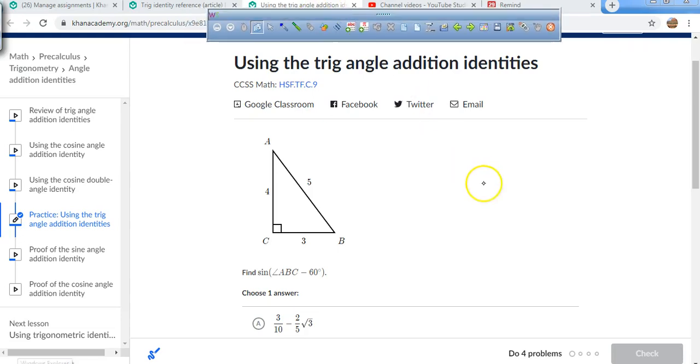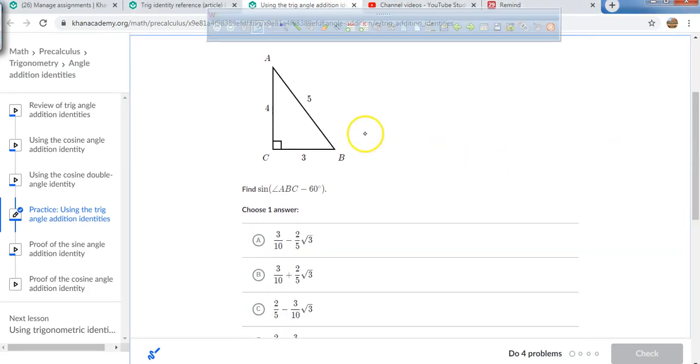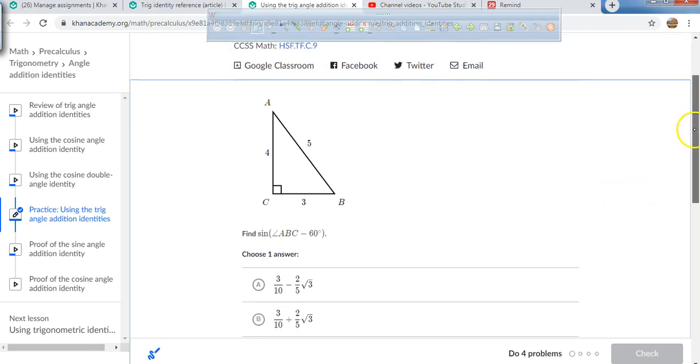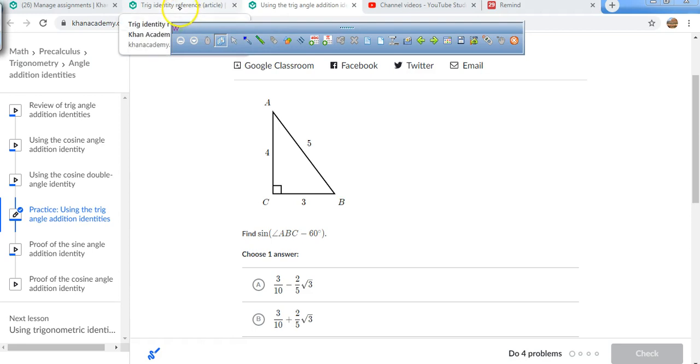Hello everyone. In this lesson, we're going to use some trig angle addition identities to help us find a simplified answer for some right triangles. They use basic right triangles like 3, 4, 5, but when you're doing that, it's going to be important that you write some things down.